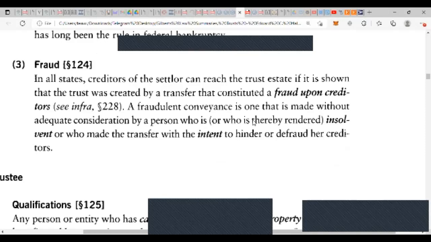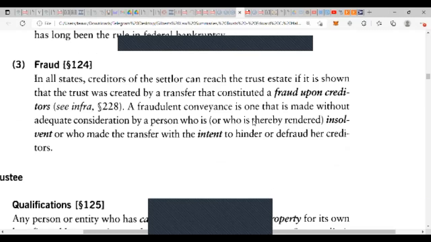Number 3, fraud, section 124. In all states, creditors of the settlor can reach the trust estate if it is shown that the trust was created by a transfer that constituted a fraud upon creditors. See infra section 228. A fraudulent conveyance is one that is made without adequate consideration by a person who is thereby rendered insolvent, or who made the transfer with the intent to hinder or defraud her creditors.